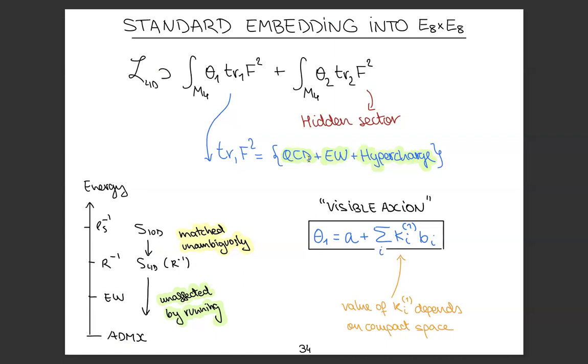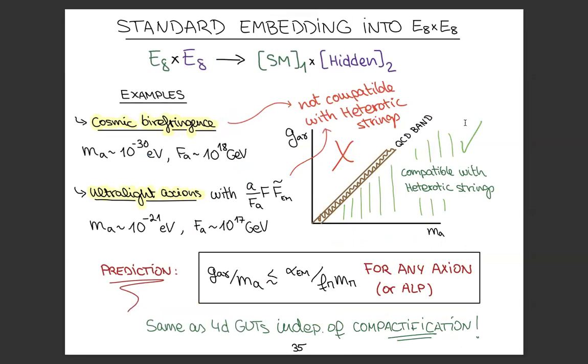So let's start with the simplest, which is the standard approach to phenomenology. We take the SU(3)×SU(2)×U(1) of the standard model, we put it into the first E8, and we leave the second as a hidden sector. Then you automatically see that theta 2 is not coupled to gauge bosons of the standard model via the anomaly. It is only gravitationally coupled to us or via mixing with theta 1. The only one that couples to gauge bosons of the standard model, in particular to photons, via the anomaly, is going to be theta 1. And this is crucial because then this is very much like the case of a four-dimensional grand unified theory that I discussed before.